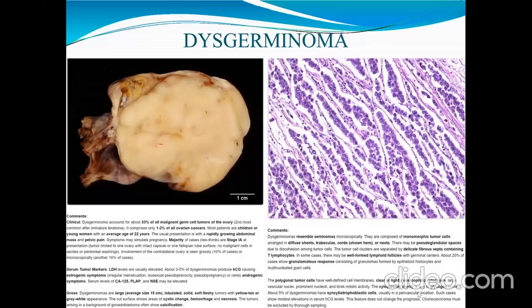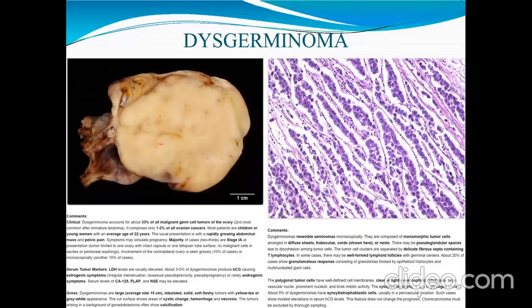Serum tumor markers like LDH are usually elevated, and also about 3 to 5% of dysgerminomas produce HCG, causing estrogenic symptoms. In the picture on the left here, we can see the gross picture where dysgerminomas are large, lobulated, solid, soft, fleshy tumors with yellow, tan, or gray-white appearance. The cut surface shows areas of cystic change, hemorrhage, or necrosis. The tumors arise in the background of gonadoblastoma, and they often show calcification.